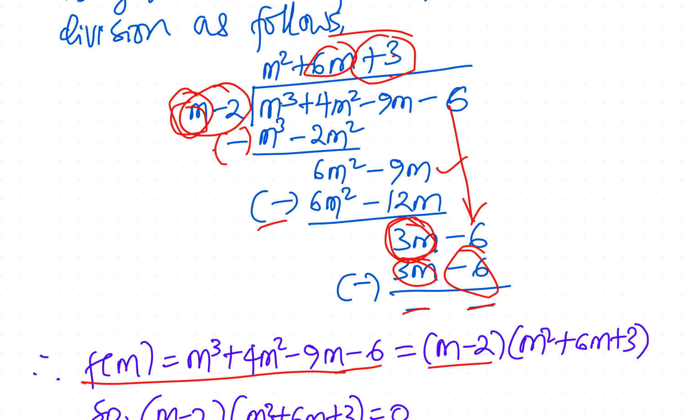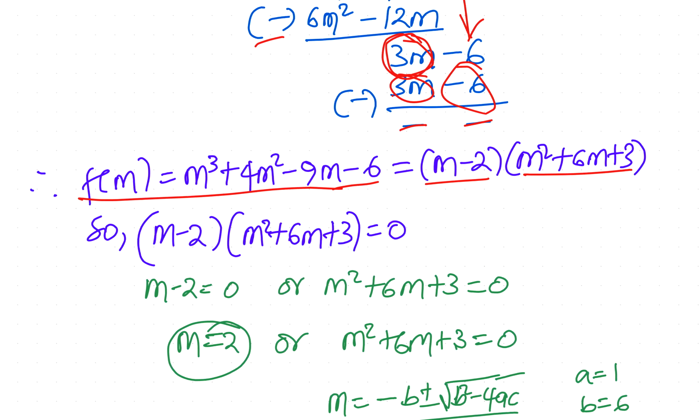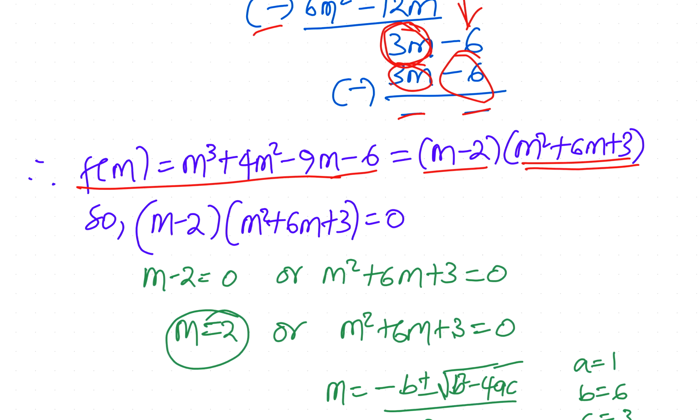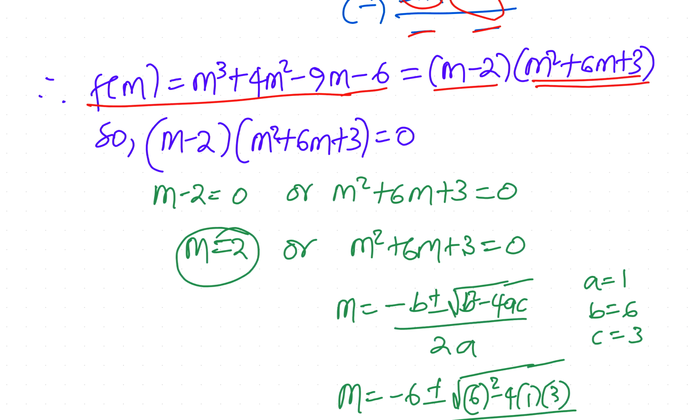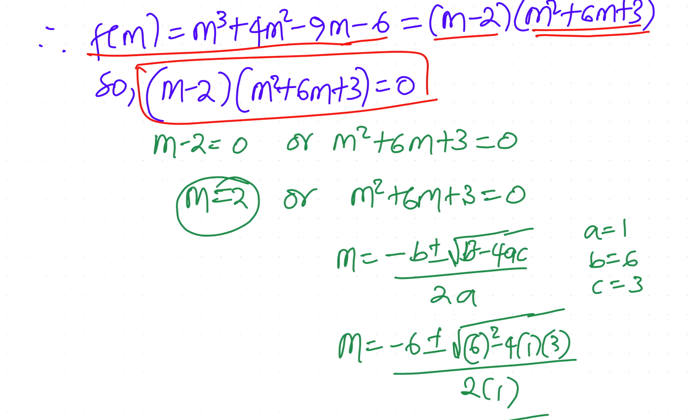Upon close inspection, I can see that this is quadratic, but it is not factorizable. You cannot factorize it to get integer values. So since you are solving an equation, you can now say this f of m, which is equal to m minus 2 into m squared plus 6m plus 3, is equal to 0. So this is what we want to solve now. We say m minus 2 is 0, that means m equals 2. Or m squared plus 6m plus 3 equals 0.